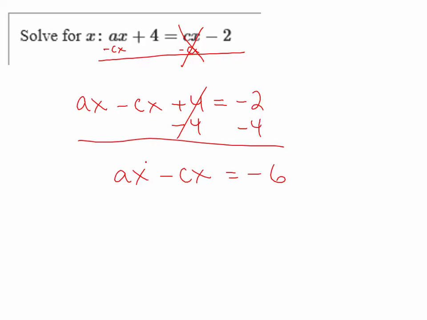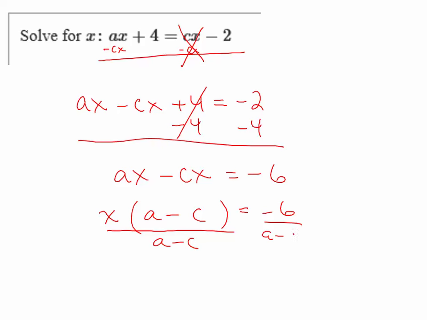And then from here, here's a little problem here. I got two terms with x. In order to solve for x, I need just a single x. What we do is we factor. It's kind of like the greatest common factor, but it's just a common factor. And you got a minus c right there. All right, and then since we're almost done, a minus c is multiplying x, so therefore we're just going to divide that out. And so x is equal to negative 6 over a minus c.